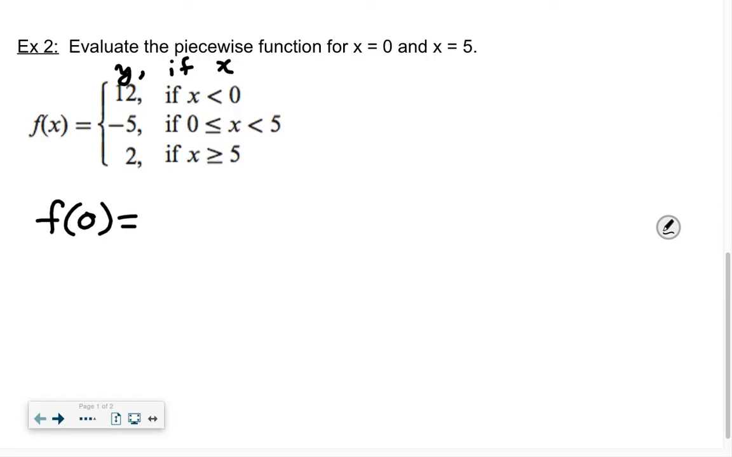Well, are we less than 0? No. Are we between 0 and 5 and could be equal to 0? Yeah. So if x is going to be 0, I know I need to use that one right there. We're going to go into pen number 2, so to speak. And our y value is simply going to be negative 5.